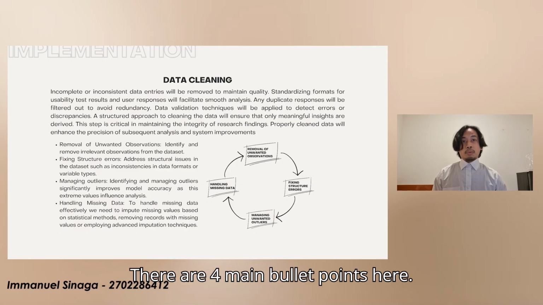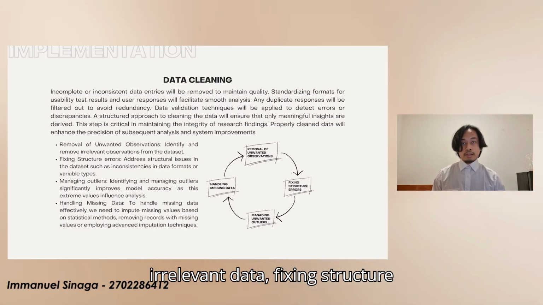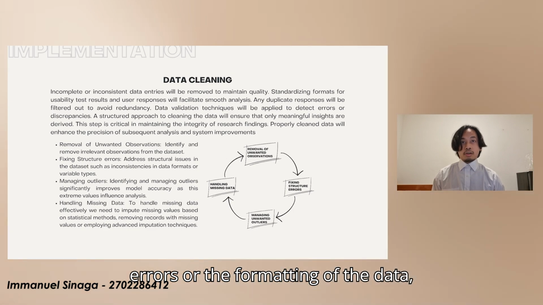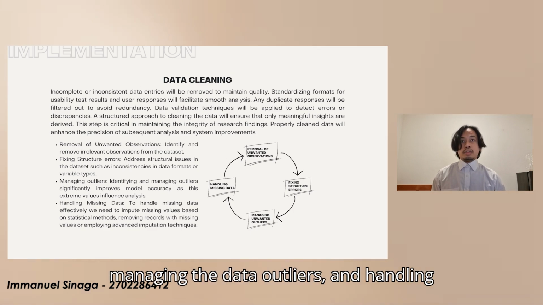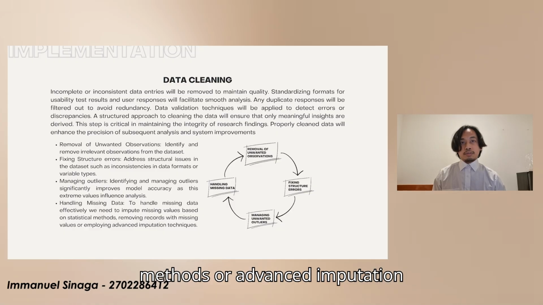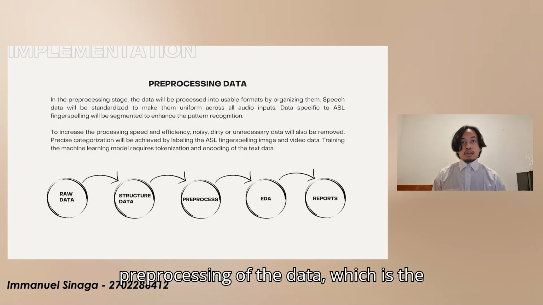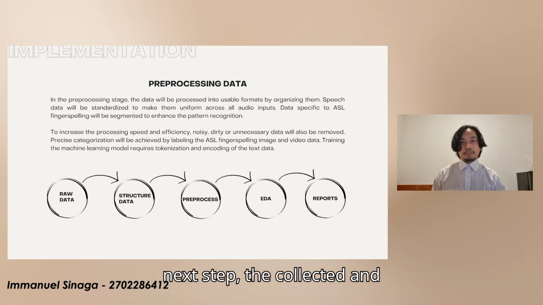There are four main bullet points here: removal of unwanted observations or irrelevant data, fixing structure errors or the formatting of the data, managing the data outliers, and handling the missing data using statistical methods or advanced imputation techniques. Continuing to the preprocessing of the data, which is the next step.